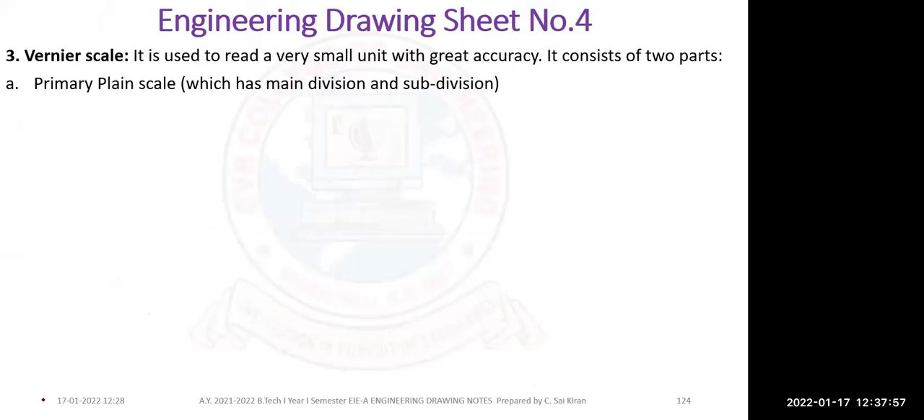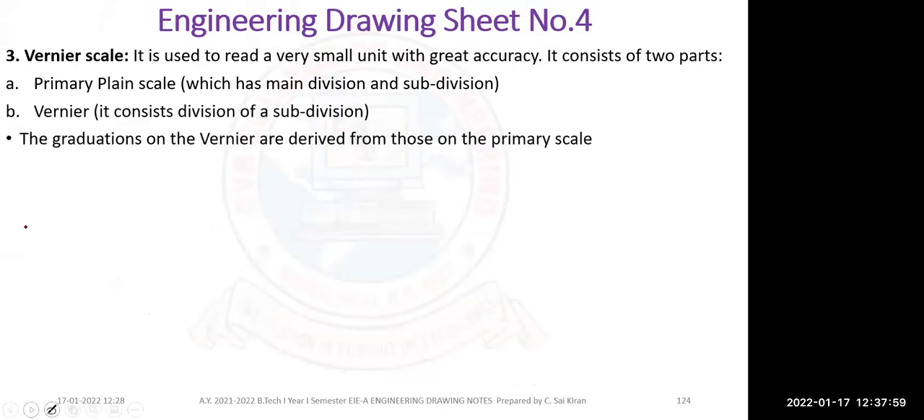The Vernier arrangement has two scales: one is the primary plain scale, and the other is the Vernier scale. You have to construct a plain scale, and on the plain scale you have to create a Vernier scale. So what is the Vernier scale? The Vernier scale is derived from the plain scale, the primary scale. From the primary scale only, you divide the Vernier scale.